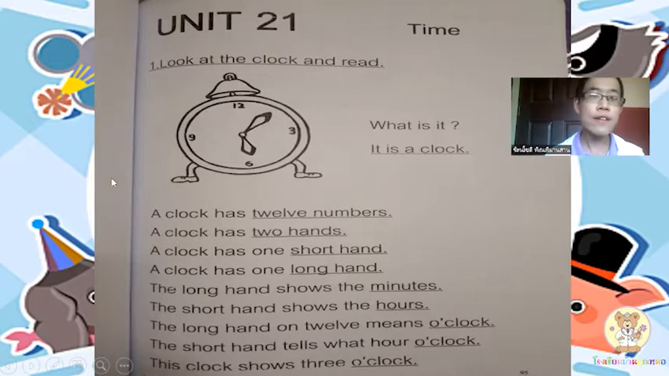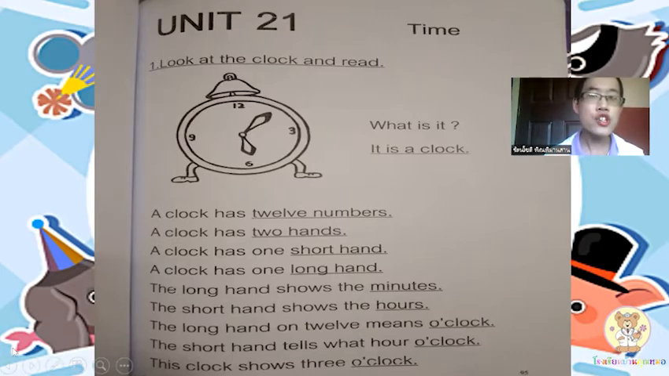So let's take a look at the first sentence. A clock has 12 numbers. So start from number 1, right, everybody? I want all of you to count from number 1 to number 12 together. 1, 2, 3, 4, 5, 6, 7, 8, 9, 10, 11, 12. So a clock has 12 numbers.